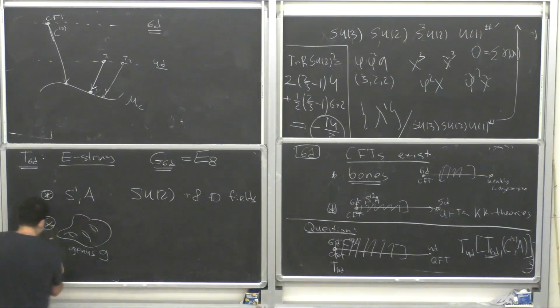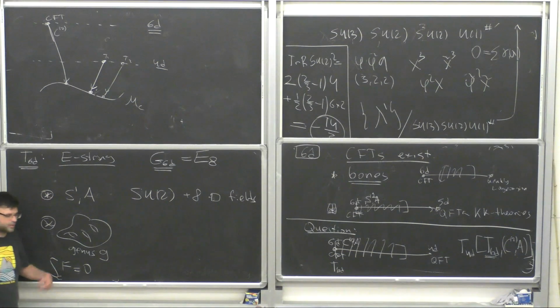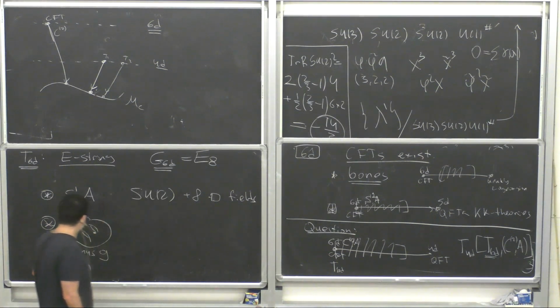In principle, I can turn on background gauge fields such that if I integrate the first Chern class on this Riemann surface, I get something non-zero. That's what I mean by flux. I turn on background gauge fields which are supported on this Riemann surface, such that this number is not zero. But for this compactification, I don't turn on such things. I can turn on gauge fields, but in such a way that there are no fluxes, so all the fluxes are zero.